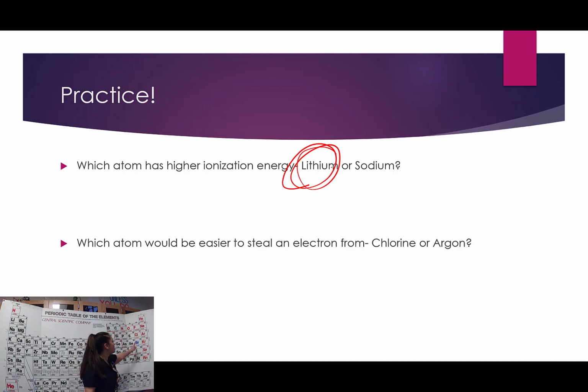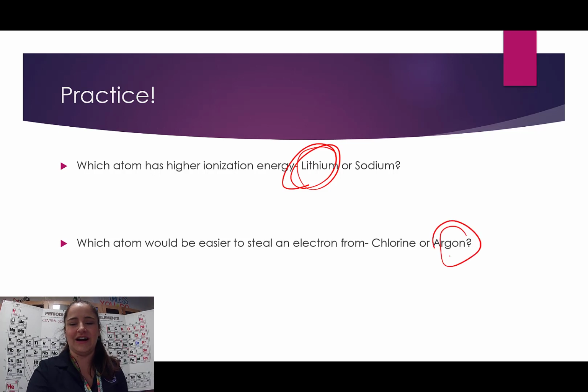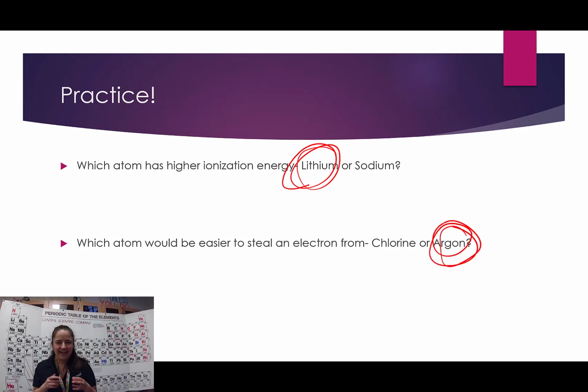What about chlorine or argon? Who's going to be harder to steal that electron from? Who has the higher ionization energy? Yeah, it's going to be argon, okay? Argon has that special electron configuration that's super stable, so it's going to be hard to steal its electrons.